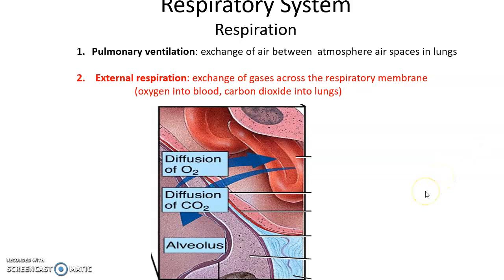External respiration is the movement of gases between the air in the lungs and the bloodstream. So external respiration occurs in the lungs. It's the movement of oxygen from the air in the lungs to the bloodstream, the movement of carbon dioxide from the bloodstream to the air in the lungs.